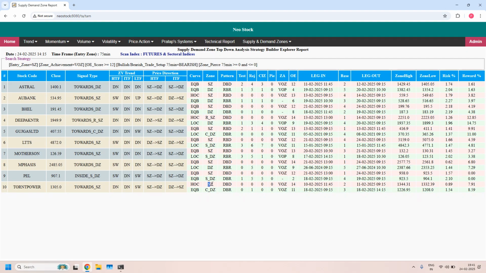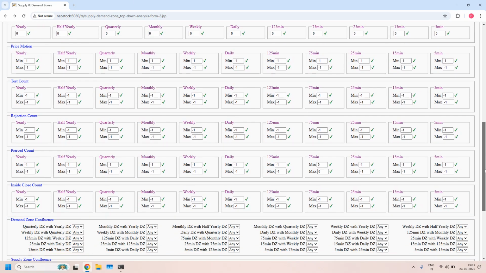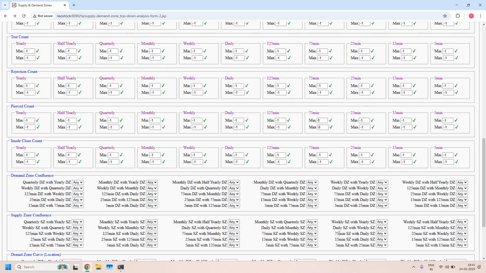Out of these 10 75-minute supply zones, some high probability trade setup supported supply zones might be available. We can find them based on the zone confluence. So the first filter is LTF and ITF supply zone confluence, that is 75 minutes and daily supply zone confluence. That means the 75 minute supply zone should overlap with the daily supply zone.